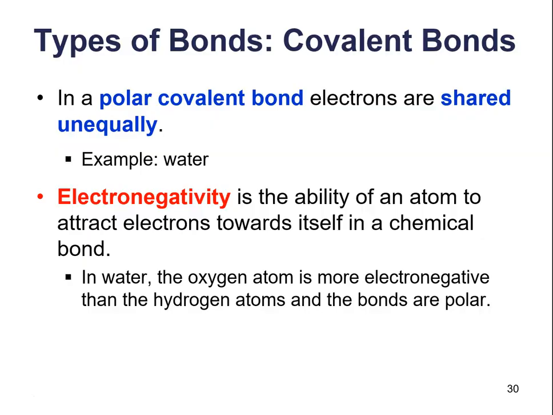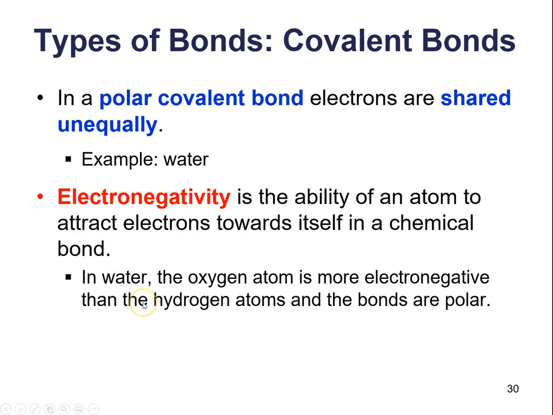So in polar covalent bonds, those electrons are not shared equally. They are shared unequally. The biggest example of polar covalent bonds is in water, okay? And the reason why it's super important to talk about this is that when polar covalent bonds form, what ends up happening is you generate something called a partial charge, okay? And this is what this is referring to, electronegativity, okay? The ability of an atom to attract electrons towards itself in a chemical bond, okay?